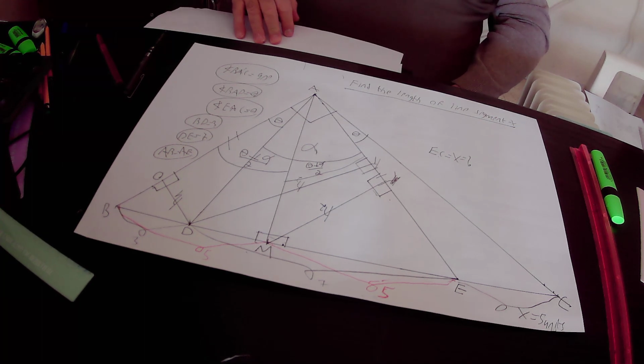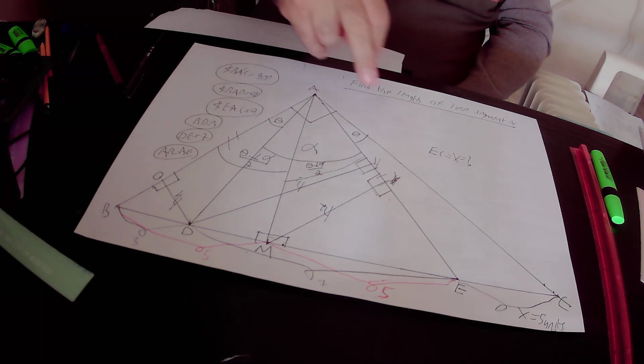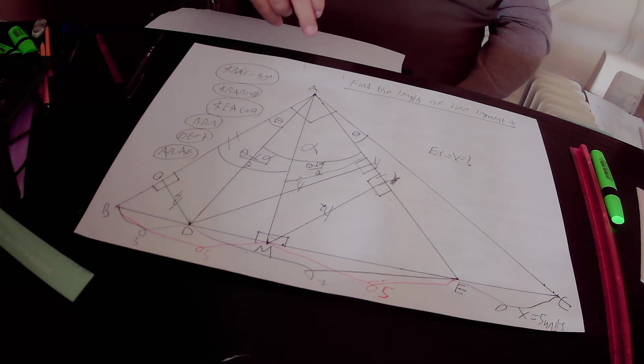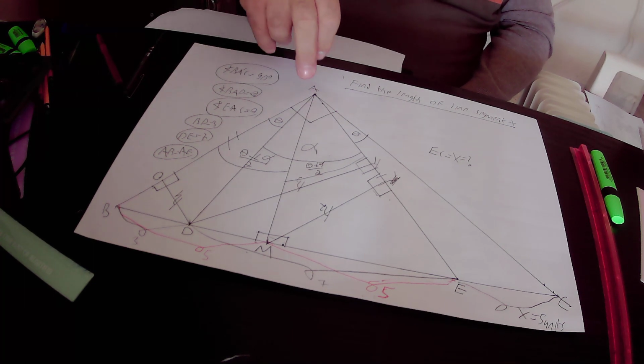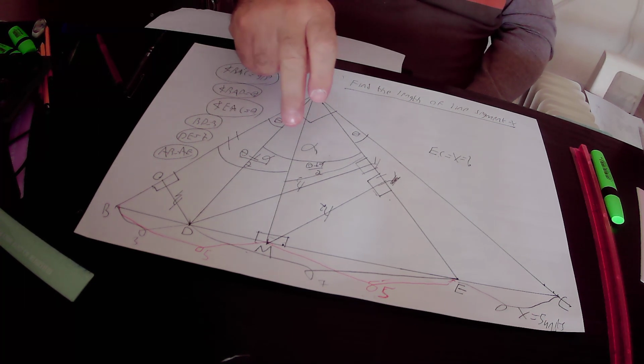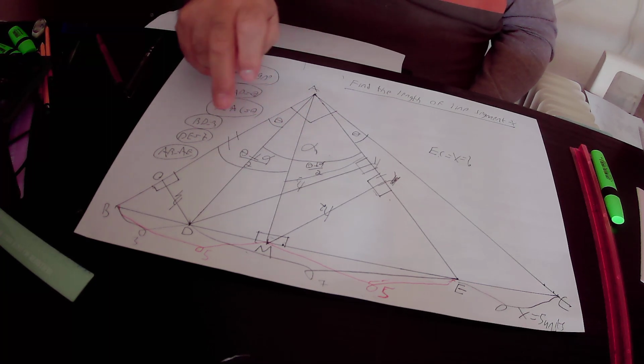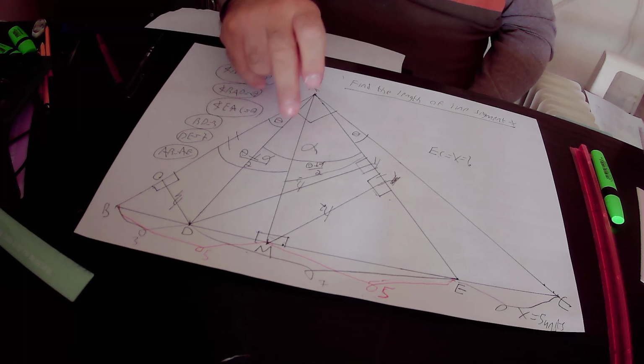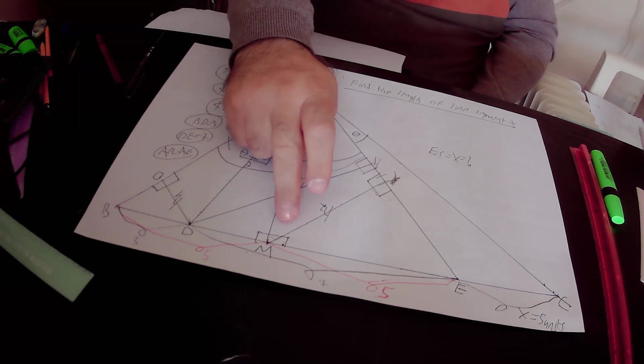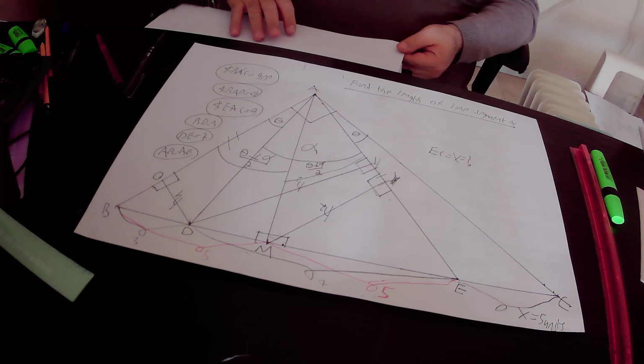So first of all, we defined angle DAE as alpha, and from point A we drew a perpendicular to BC, and we defined the touching point of the perpendicular from point A to BC as M. So this angle equals 90 degrees, and this angle also equals 90 degrees.